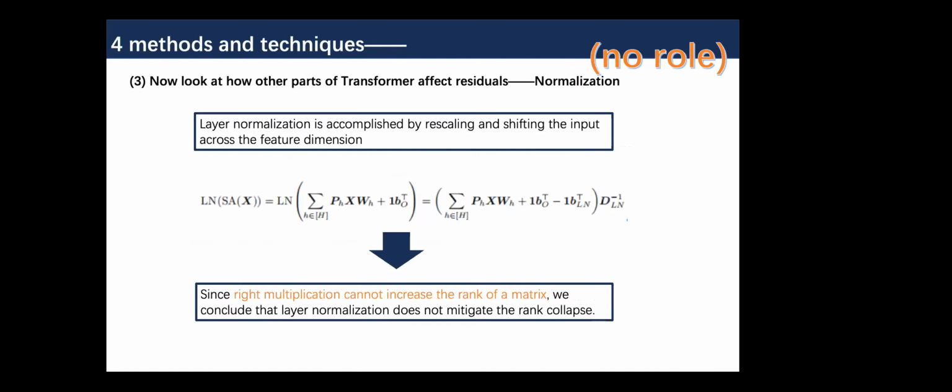And what about normalization? We can see that normalization is accomplished by rescaling and shifting the input across the feature dimension, but actually the right multiplication cannot increase the rank of the matrix, so it will play no role in preventing the phenomenon of rank collapse.